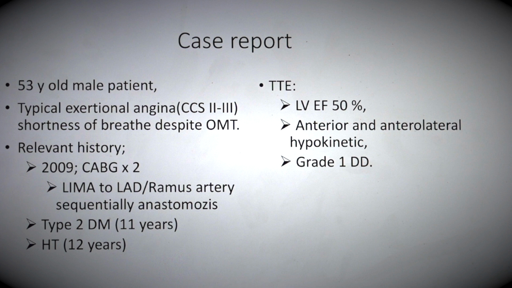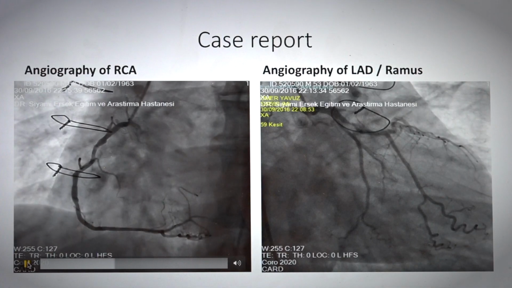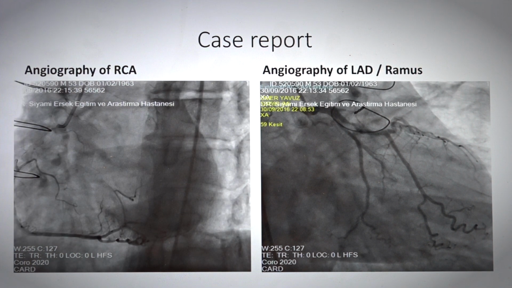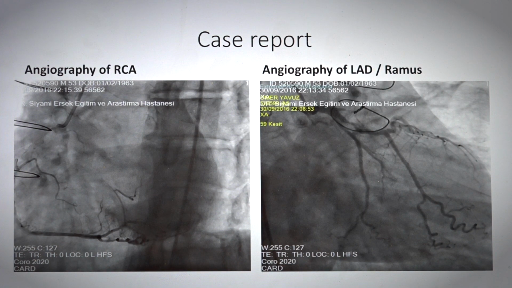On admission, his transthoracic echocardiography revealed a left ventricular ejection fraction of 50% and grade 1 diastolic dysfunction with segmental valve motion abnormality. We proceeded with a coronary angiogram, which demonstrated a right coronary artery with diffuse plaque formations and critical stenosis of the native ramus artery.